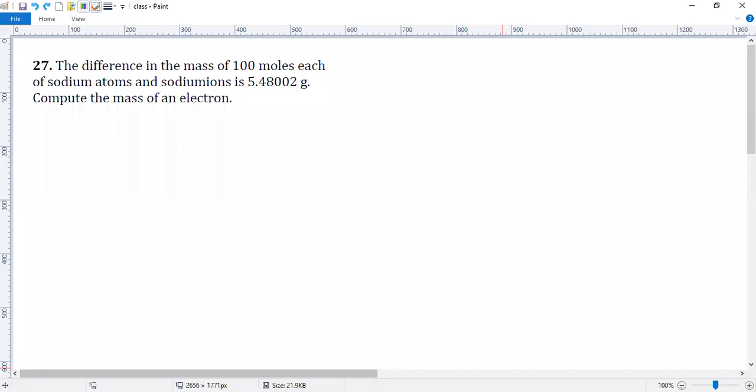See, in this question number 27, the difference in mass of 100 moles. Okay, what is given? 100 moles of sodium atoms and 100 moles of sodium ions are taken. The difference for that, they have given as 5.48002 grams. Okay, which is it?